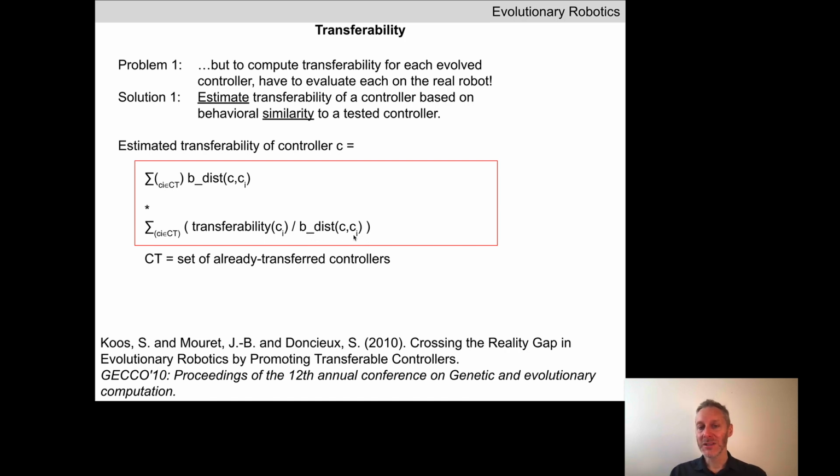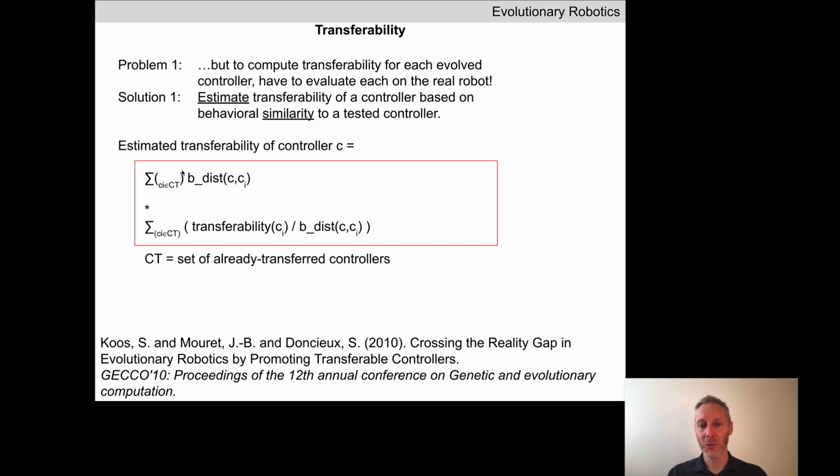If C sub i is very different from C, it causes the simulated robot to move in a very different way, then the denominator here is very large, and it decreases the influence of this value on the weighted sum. So we're trying to estimate the transferability of C by averaging the transferabilities of all the controllers we've sent to reality, but we're giving more weight to those that are closest to the current controller C that we're trying to estimate.